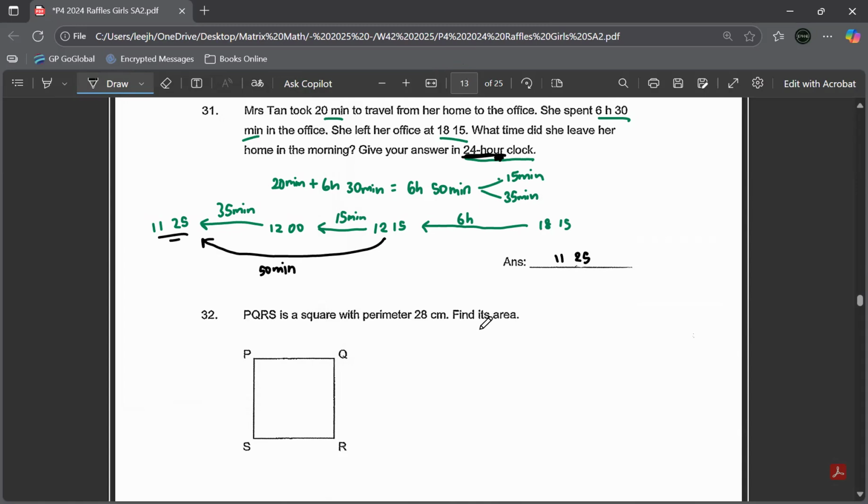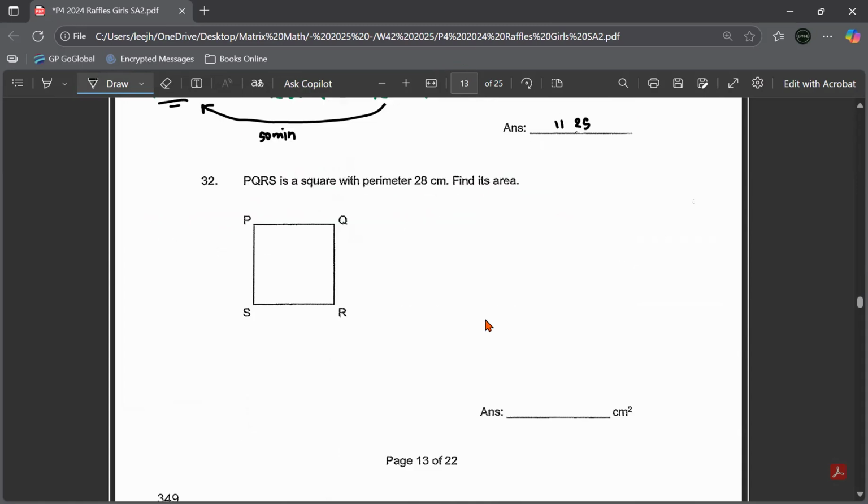Okay. Question 32. PQRS is a square with a perimeter of 28 cm. Find its area. So you can see perimeter is the outline of the square. Square got 4 equal sides. Equal, equal, equal. Okay. So 4 sides, you know already. 28 cm. Look for the measurement of one side. 28 divide 4, 7 cm. So this is 7, 7.